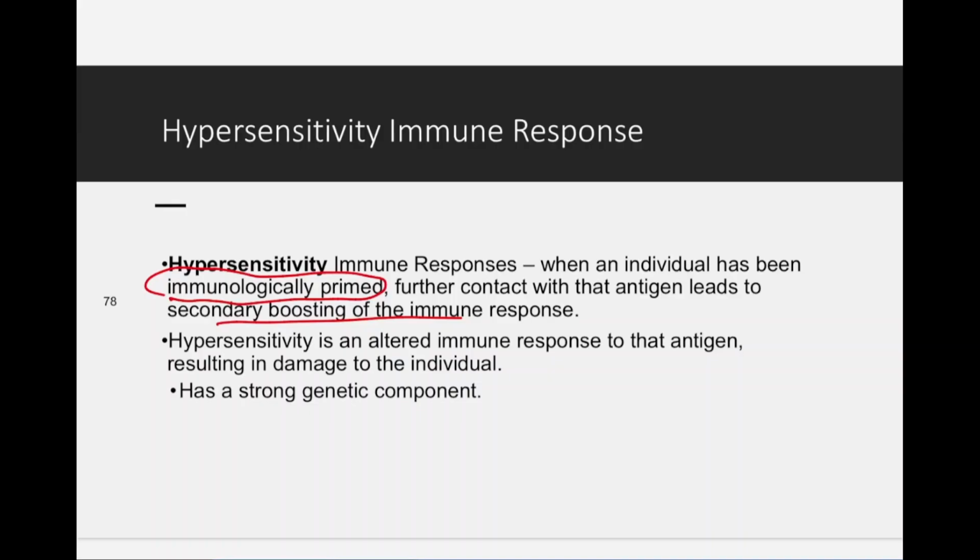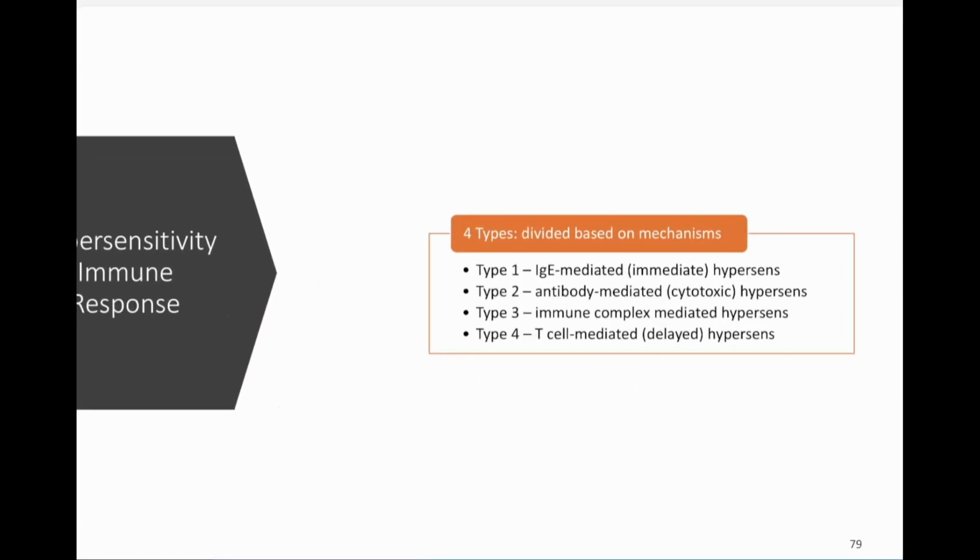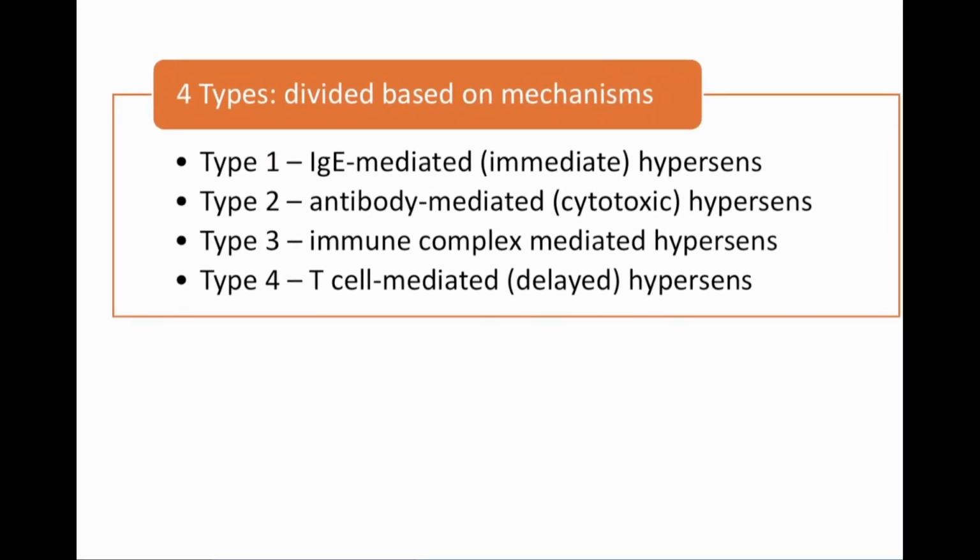Okay, again, it's an altered immune response causing damage to the individual. There is a strong genetic component, so if anyone in your family has certain allergies, you may have them as well. So there are 4 types of hypersensitivity reactions. We're going to go through each one. I want you to keep this mnemonic in mind: A, C, I, D. Type 1 is A, type 2 is C, type 3 is I, and type 4 is D, so ACID. These are the 4 ways to classify hypersensitivity reactions.